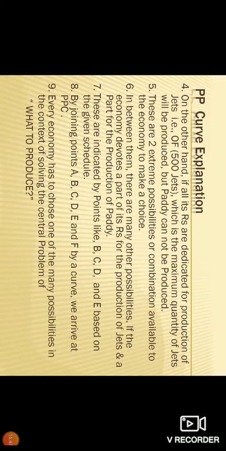Sixth point. In between them, there are many other possibilities if the economy devotes a part of its resources to the production of jets and a part of the resources to the production of paddy. So is there any other alternative in between? Of course, from A to F we have a lot of other possibilities. If you dedicate some resources to the production of paddy and some to the production of jets, that would be the best combination, and we will choose a point like B, C or E. So it's not the extreme combination.